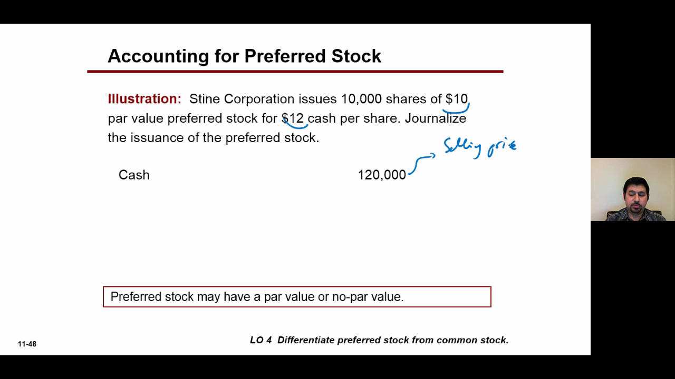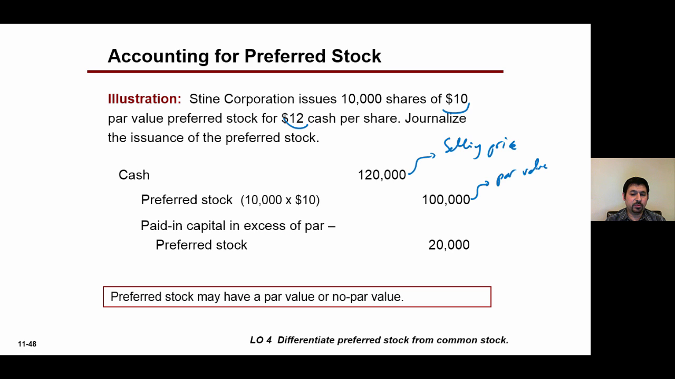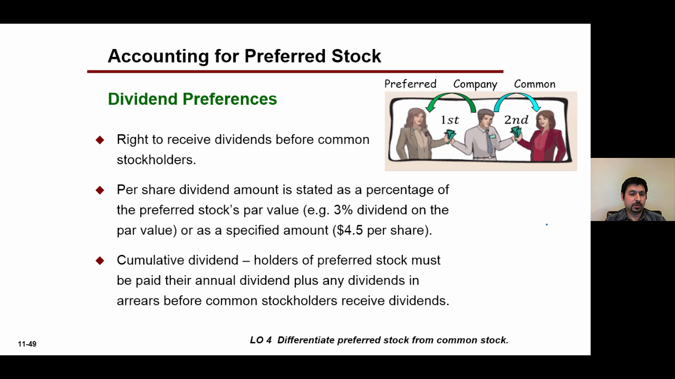The company will credit preferred stock 100,000. This is based on the par value, and the difference between the two will be credited to paid in capital in excess of par from preferred stocks. And again, this is the difference between the two. Once again, preferred stocks may be par stock, they might have par value, or it might be no par value.